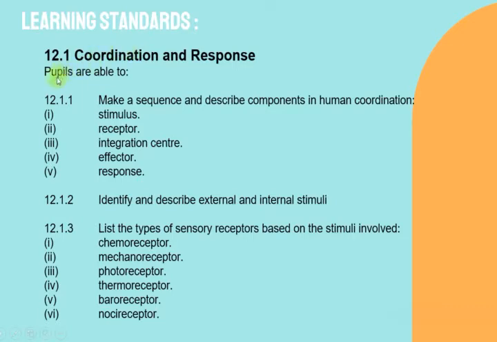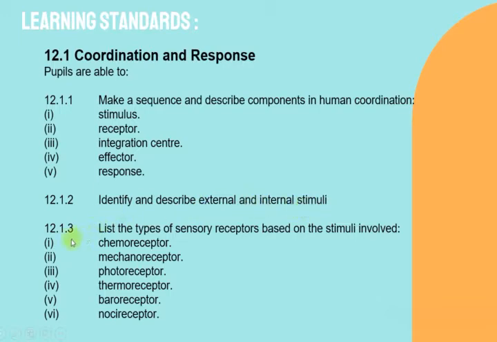subtopic. Pupils are able to: number one, make a sequence and describe components in human coordination, that are referred to the stimulus, receptor, integration center, effector, and response. Number two, identify and describe external and internal stimuli.